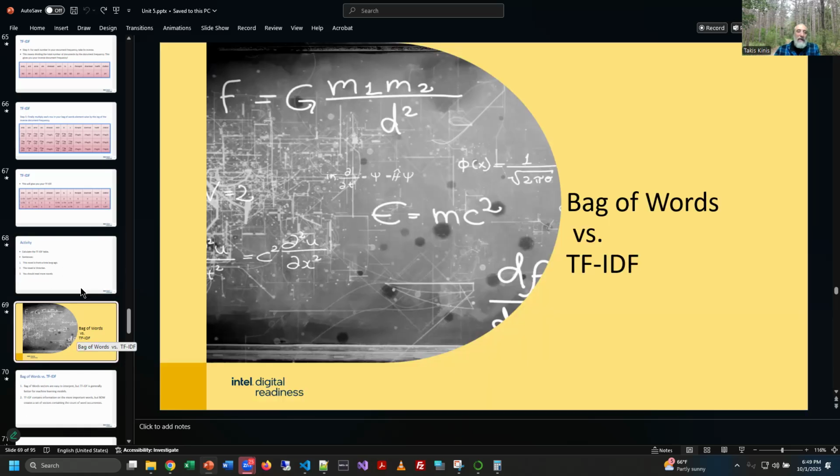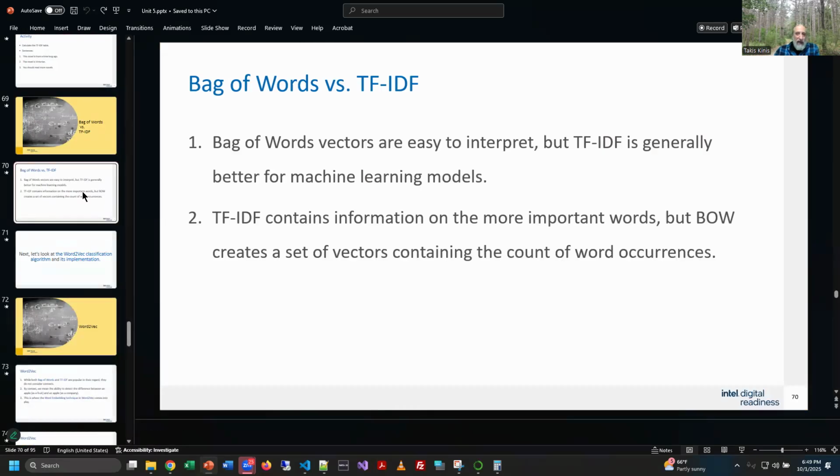All right, let's do a little comparison now between the bag of words and the TF-IDF. The bag of word vectors are easy to interpret, but TF-IDF is generally better for machine learning models, right? So in other words, as human beings looking at the information, it's easier for us to look at the bag of words output. It says TF-IDF contains more information on the more important words, but bag of words creates a set of vectors containing the word counts. Okay, we know that already.